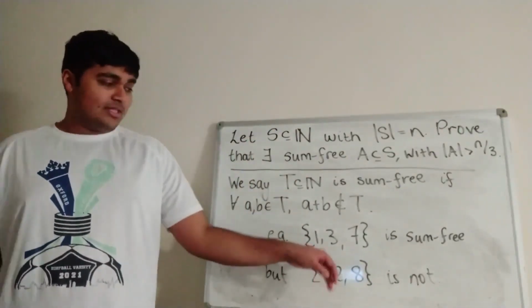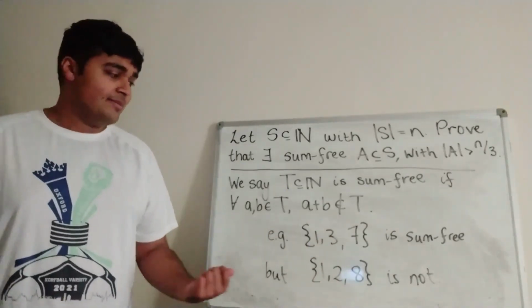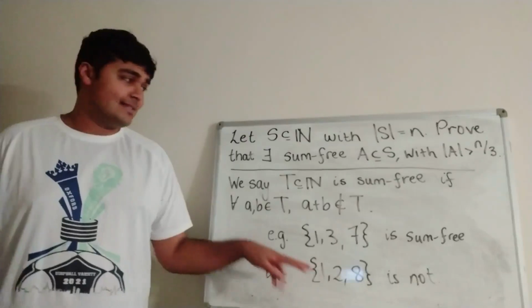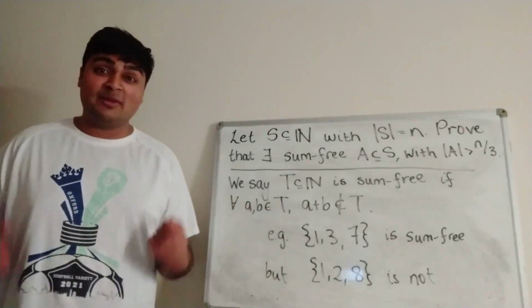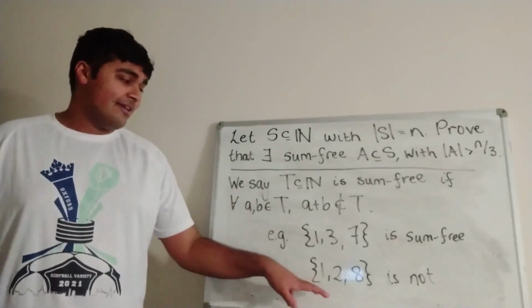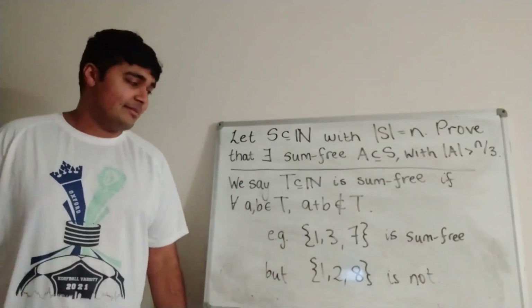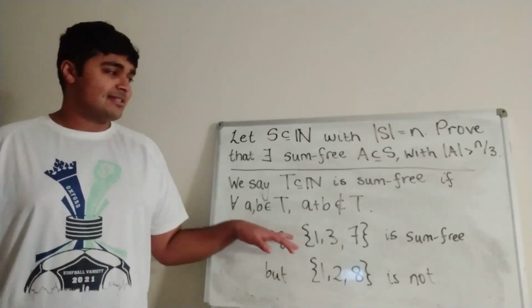However, this set, {1, 2, 8}, is not sum free. And the reason for that is because 1 plus 1 is 2, and 2 is in the set. So there's nothing stopping a and b both being the same. That's allowed. So if we take an element and double it and also remain in the set, then that set cannot be sum free. So this one is not sum free, this one is sum free.